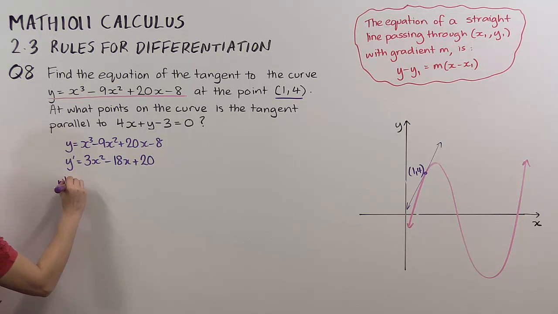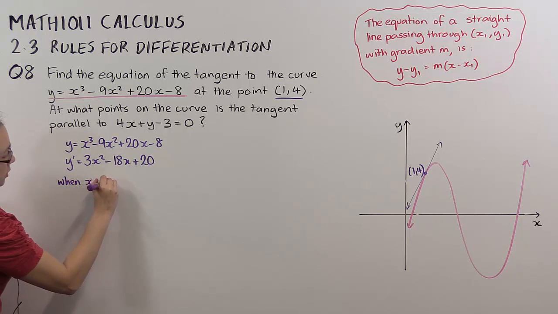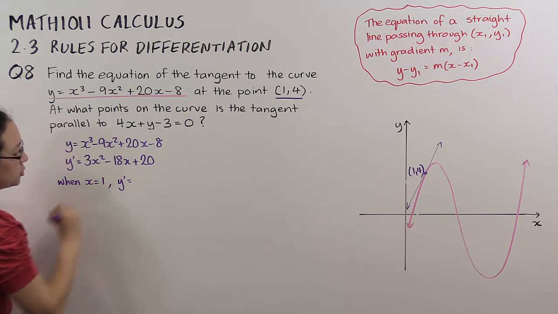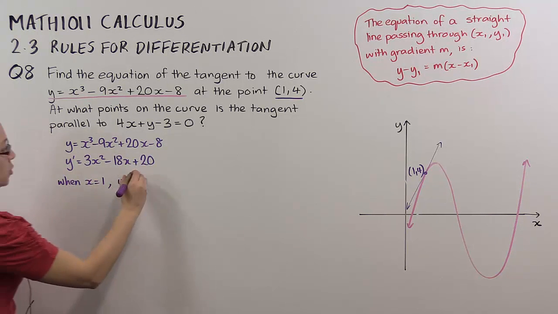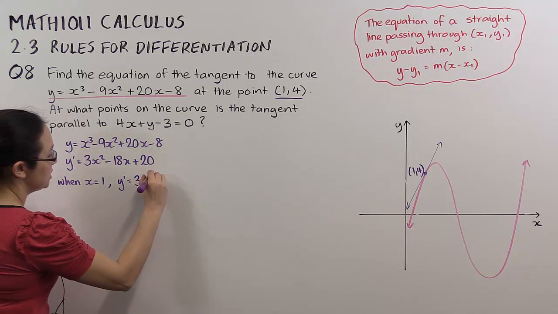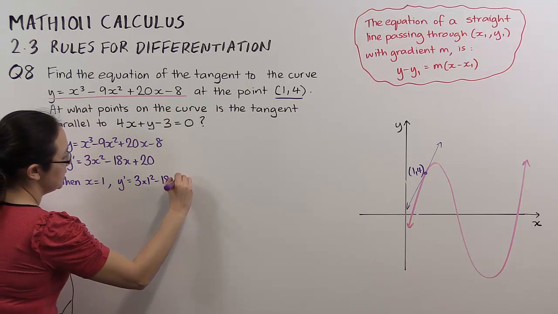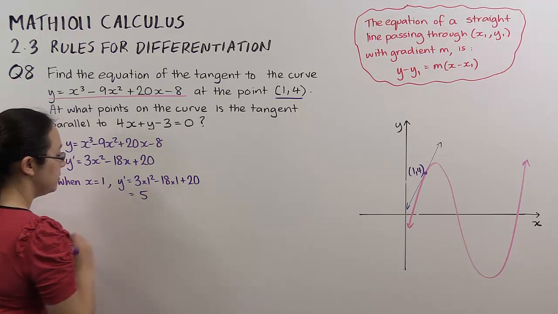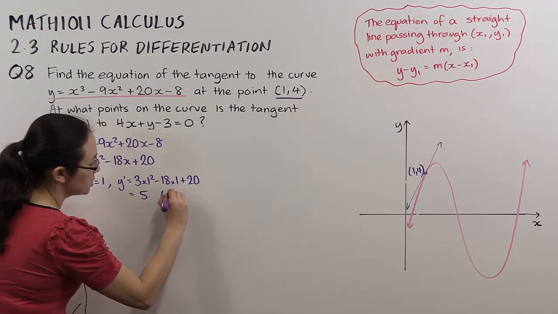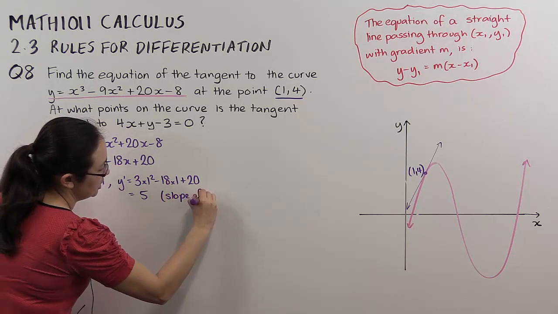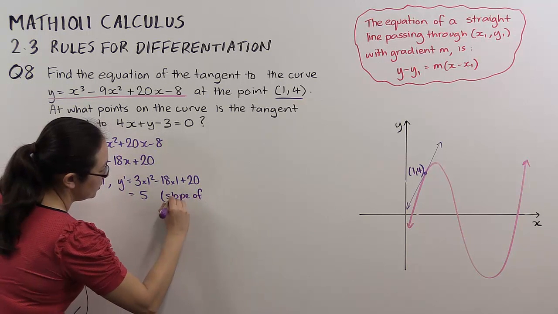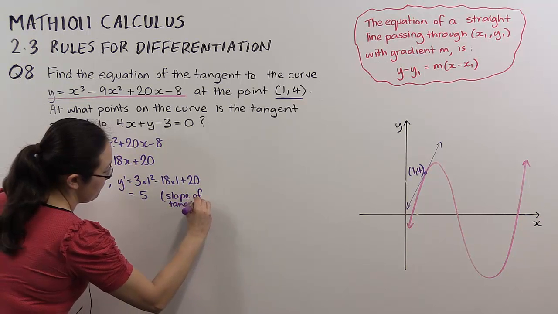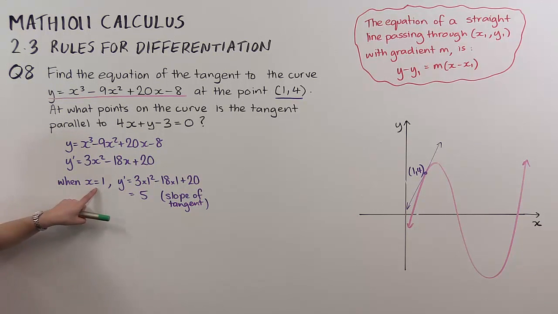So when x equals 1, we want to substitute that in to work out what the gradient is. So y dash is 3 times 1 squared minus 18 times 1 plus 20. So that's 5. Okay, so that is the slope of the tangent at 1. At this particular point, x equals 1, this is the slope 5.